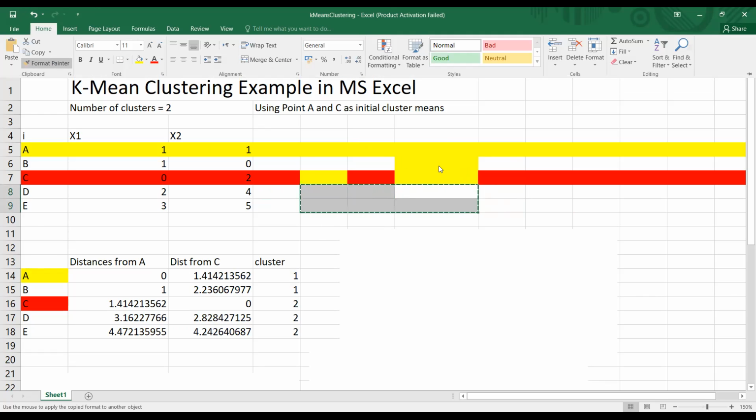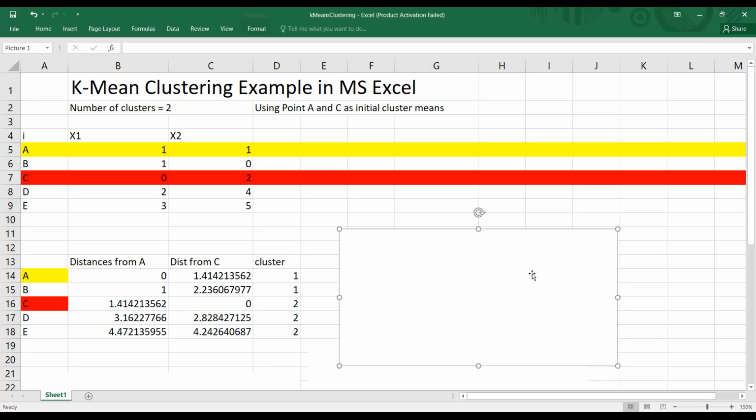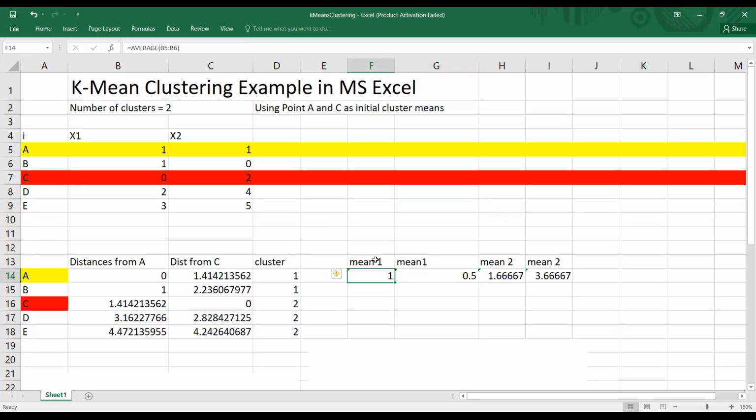One more thing: now all of these things are fine and the cluster means are to be calculated. You can see the formula here. This is the mean of cluster 1, the average formula, for the x coordinate of cluster number 1. And this is the mean of the y coordinate of cluster number 1, the mean of these two numbers, 1 plus 0 divided by 2.